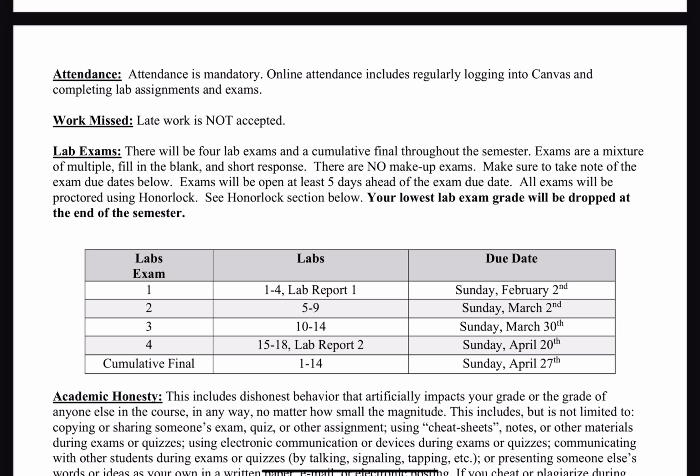I already talked about the lab exams. There's 4 lab exams and a cumulative final. All 5 of those exams are worth 100 points. Your lowest lab exam grade will be dropped after all 5 exams have closed.